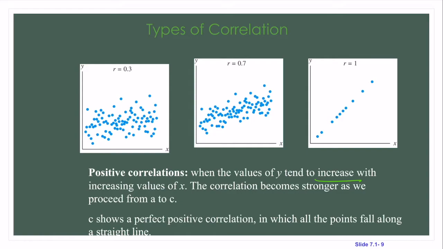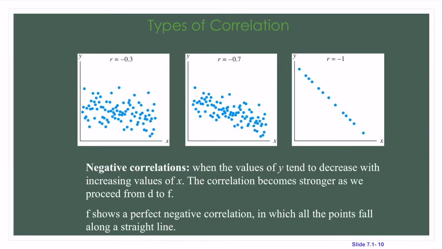Correlation becomes stronger as we go from example A to example C because our points get closer and closer to being a line, right? They get closer and closer to what our line might be. And C is an example of a perfect correlation in which all the points fall along a straight line. Negative correlation is when the values of y tend to decrease with increasing values of x. Again, our correlation becomes stronger as we proceed from example D to F, and F shows a perfect negative correlation. Everything falls in one straight line.